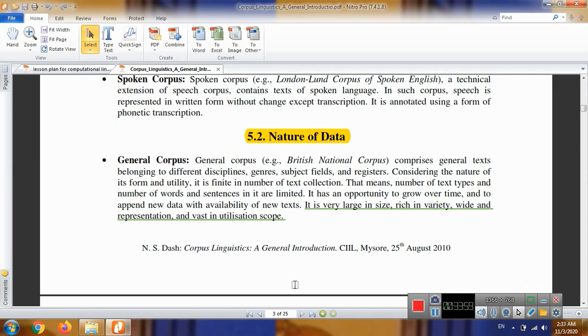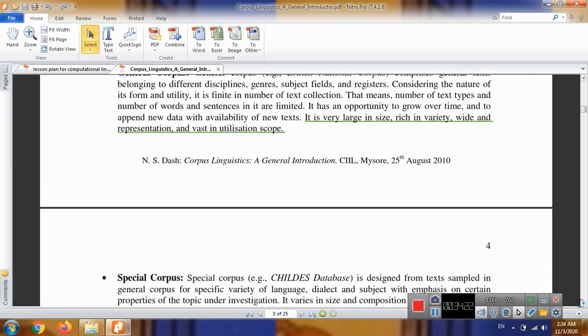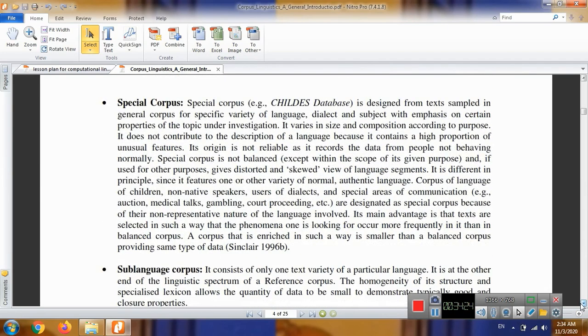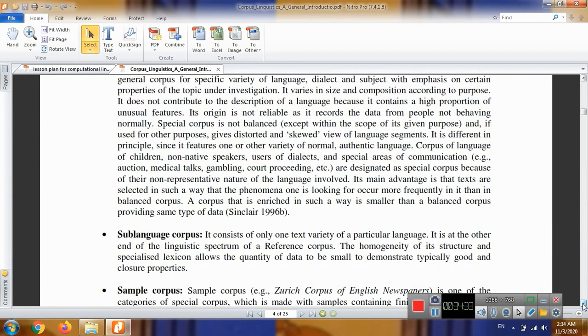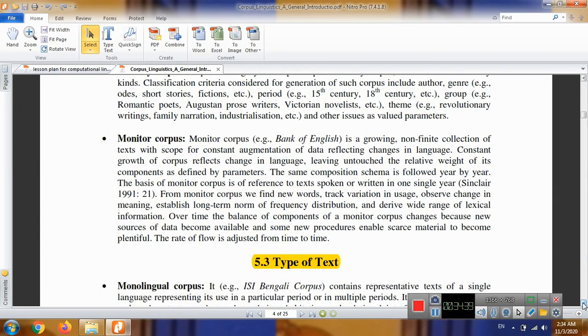This matter was about the nature of data. Okay, according to the nature of data, we had the general corpus, which we explained. Another one is the special corpus with its example and definition, the sublanguage corpus, and another one is the sample corpus, literary corpus, and monitor corpus.